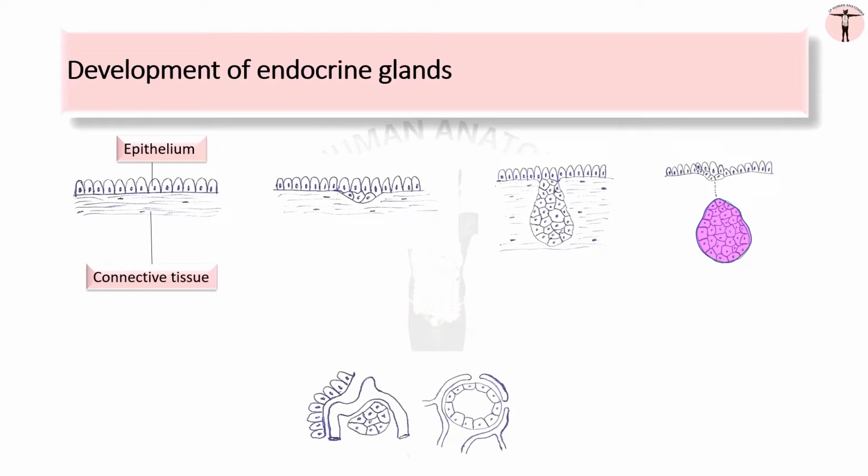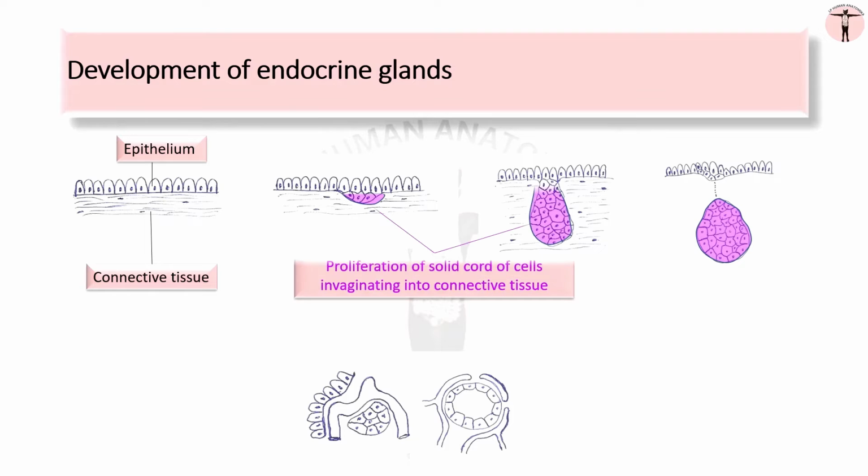Endocrine gland also develops in a similar manner to exocrine gland up to proliferation of solid cord of cells invaginating into connective tissue. The solid cord of cells which was to develop into duct disappears and breaks the continuity with overlying epithelium. The cells in the lower part develop into two types of endocrine glands.